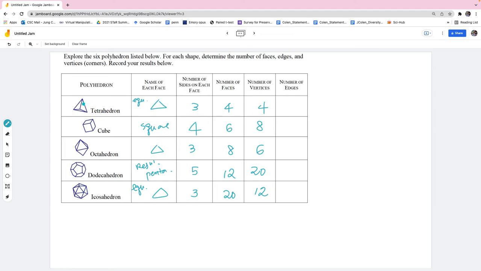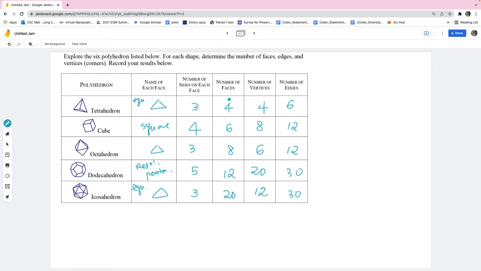How many edges do you have? 1, 2, 3, 4, all of that. If you count them, there are 6 edges, 12 edges, 12 edges, 30 edges, and 30 edges. So from here, what can we deduce? What pattern do you find?